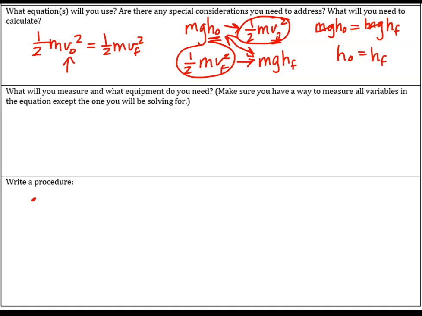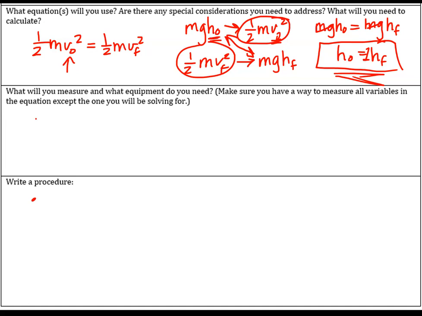This is what I'm going to use to determine whether or not kinetic energy is conserved. I expect this relationship to exist for a perfectly elastic collision, which means that when I'm looking for this relationship, I expect to have a slope of 1. So what am I going to have to measure? Well, the only variables I have are height. So the only thing I need to measure are the initial height and the final height.